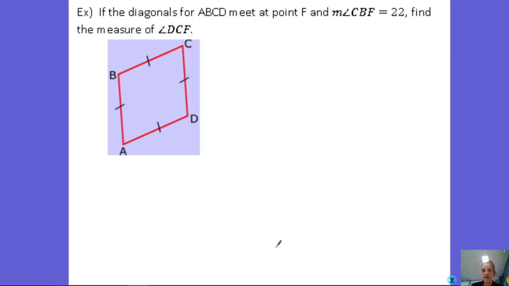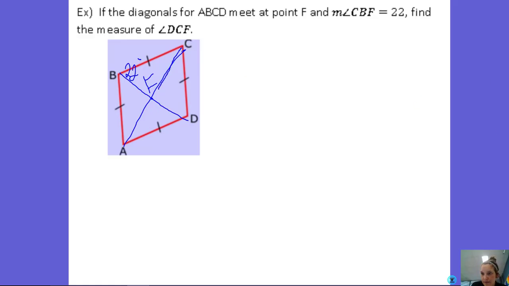So in this example, if the diagonals for figure ABCD meet at point F, so here I'm going to draw my diagonals in, they're going to intersect at point F. And we know the measure of angle CBF. So CBF is this angle up here. It's 22 degrees. We want to find the measure of angle DCF.